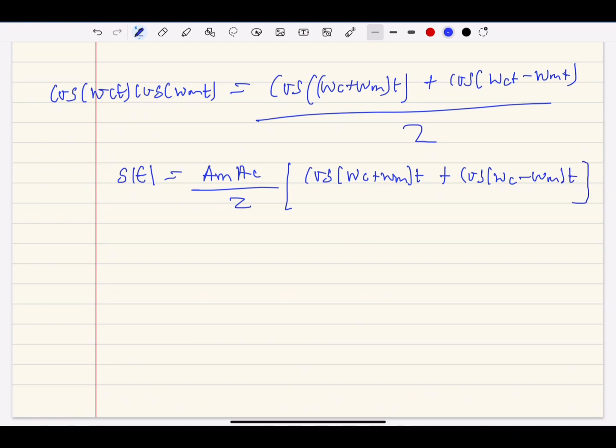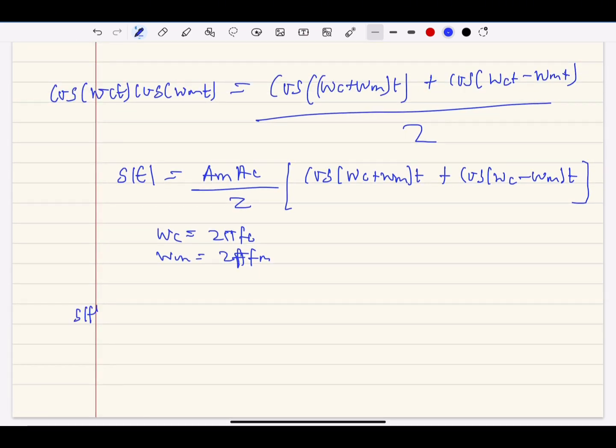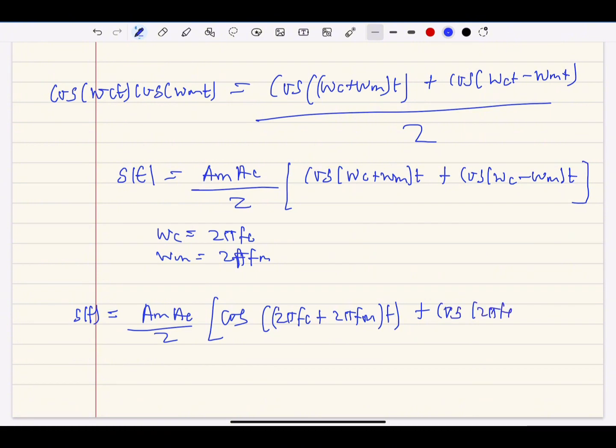But if you want a simplified version of this, you can see that ωc is equal to 2π fc, and ωm is equal to 2π fm. And therefore, when we replace it, we are going to get some simplified version like this with all components being exposed: cos(2π fc plus 2π fm)t plus cos(2π fc minus 2π fm)t.